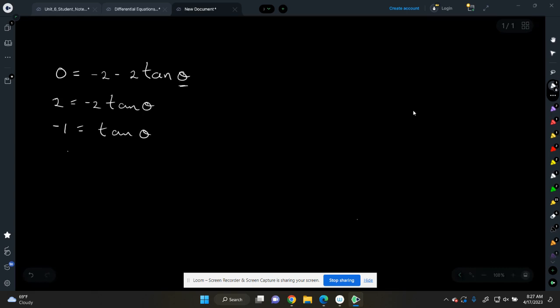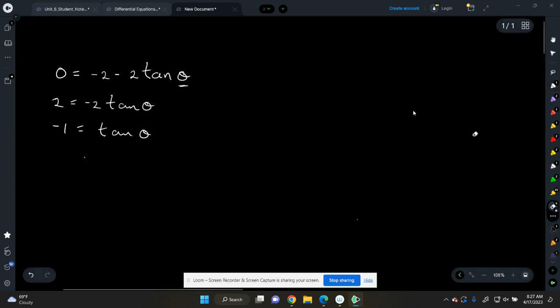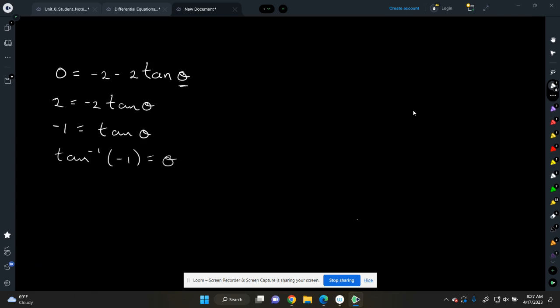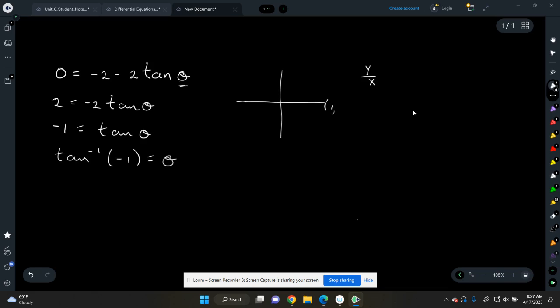So that means theta equals, let me be consistent here, we're going to do inverse tangent of both sides. So theta equals inverse tangent of -1. So when we think about our unit circle, we're trying to find where the tangent is -1. Tangent is y over x. So where is y over x -1? Well, this coordinate here is (1, 0).